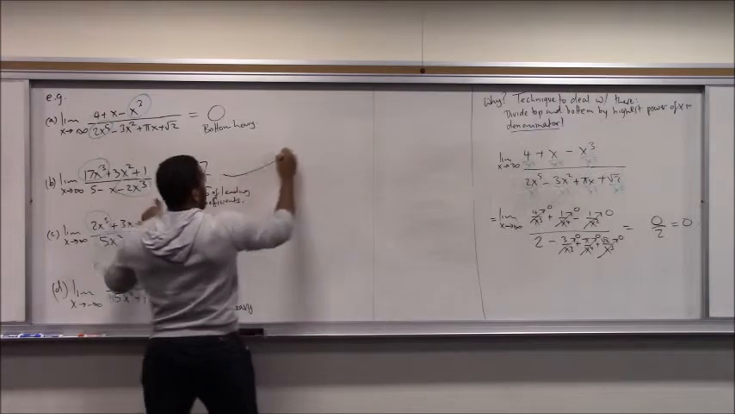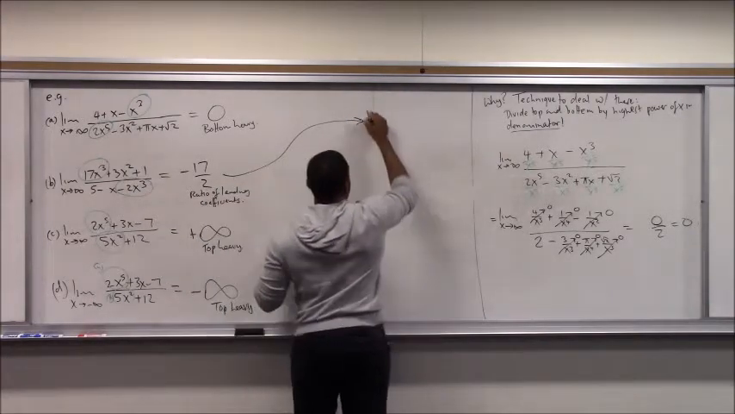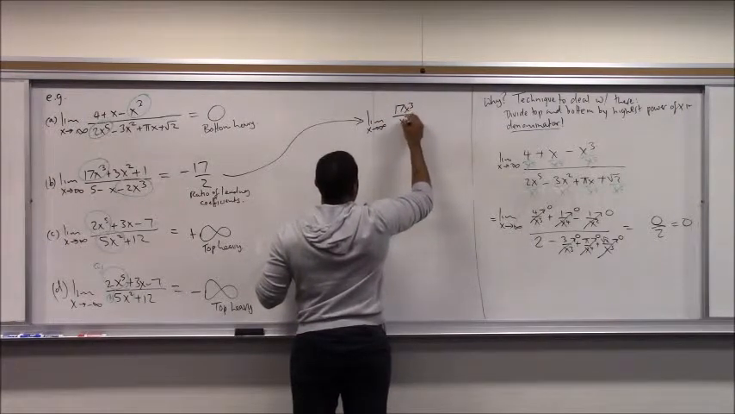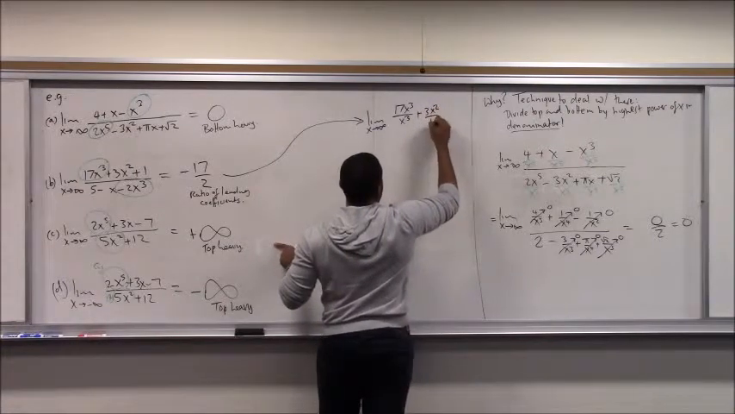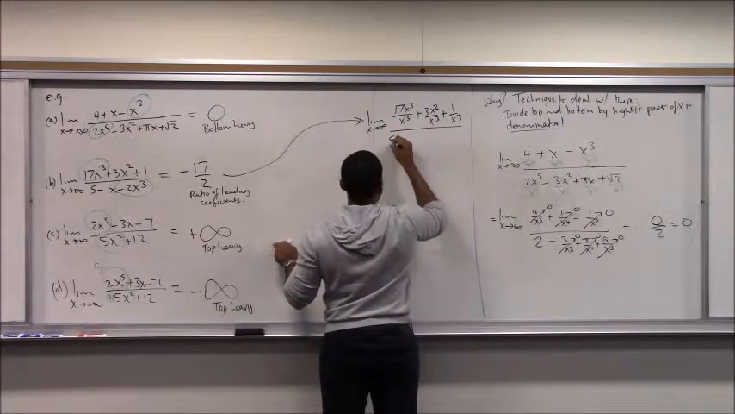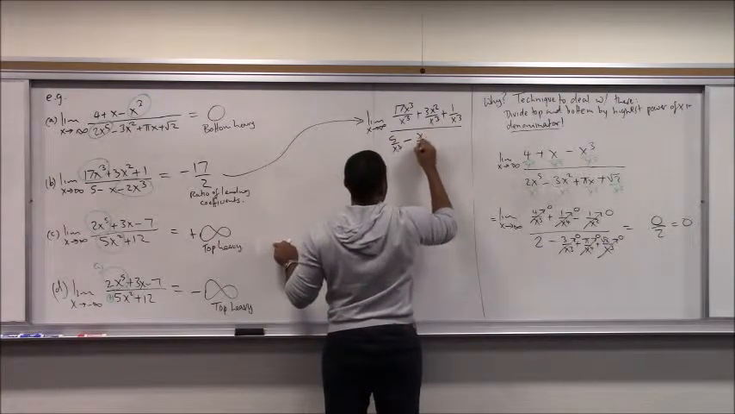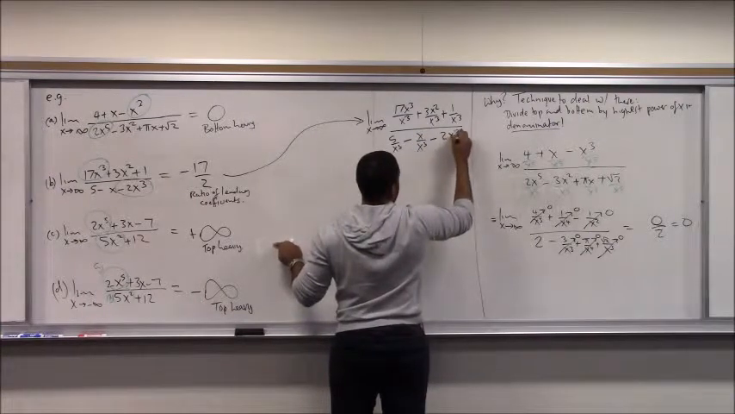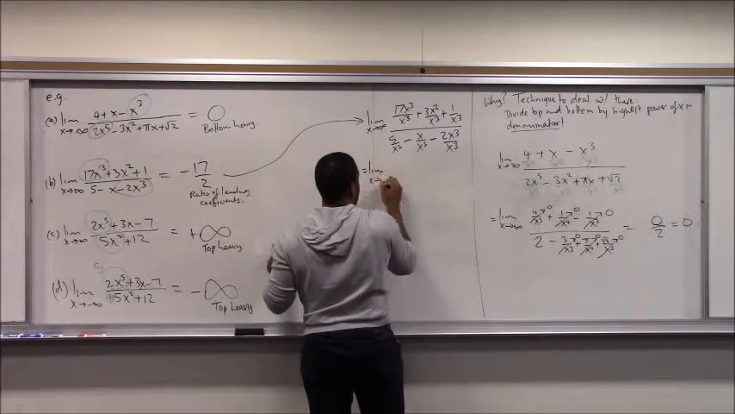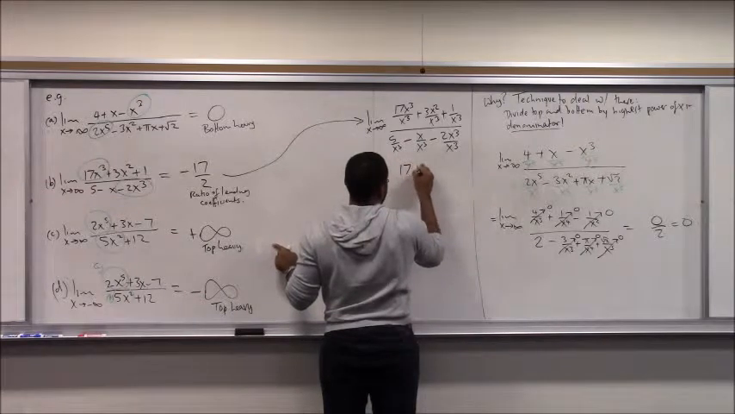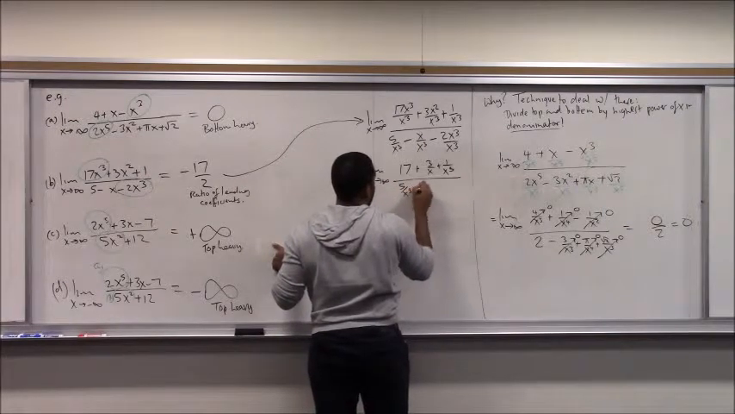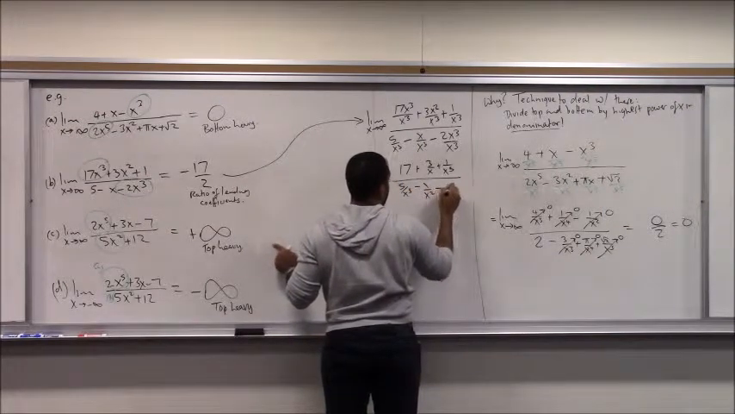if you look at this one, where the highest powers were the same, you do that maneuver, you would have 17x cubed over x cubed, plus 3x squared over x cubed, plus 1 over x cubed, over 5 over x cubed, minus x over x cubed, minus 2x cubed over x cubed. Right? That was the highest power in the denominator, you divide by that. You could simplify this to 17 plus 3 over x, plus 1 over x cubed, over 5 over x cubed, minus 1 over x squared, minus 2.